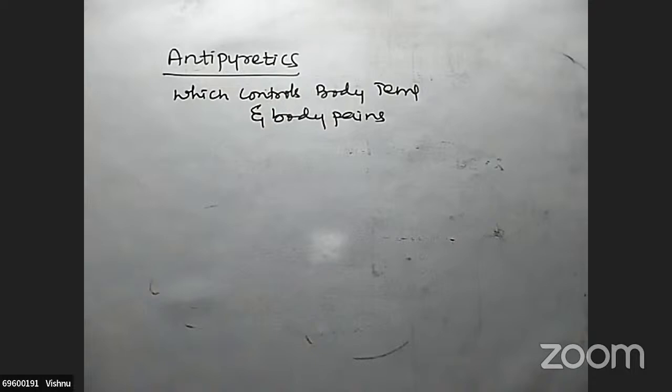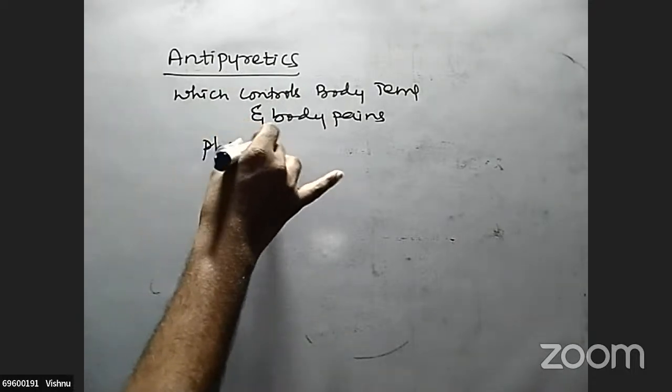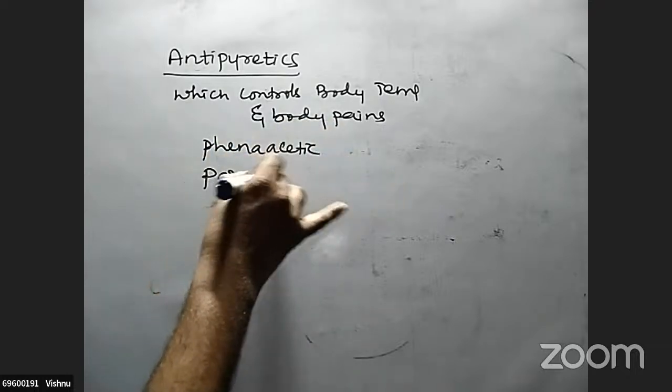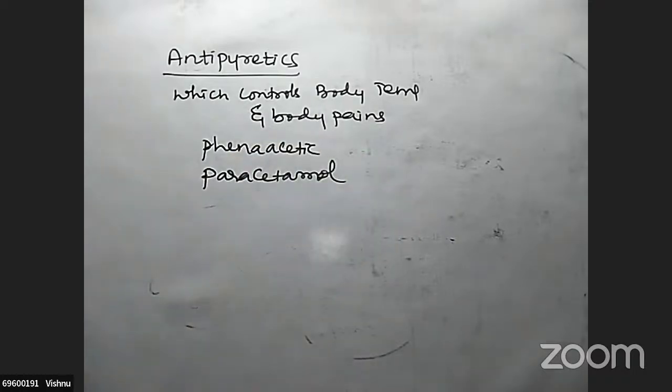So, what are examples of antipyretics? We take for example phenacetin, and one more example is paracetamol. Paracetamol is used as an antipyretic and also as an analgesic.